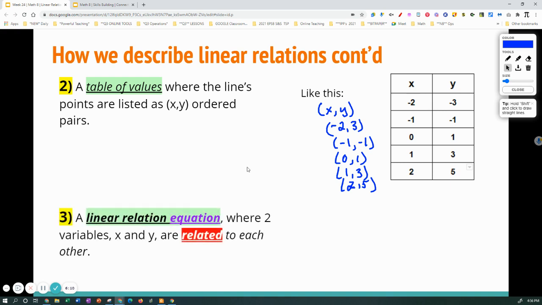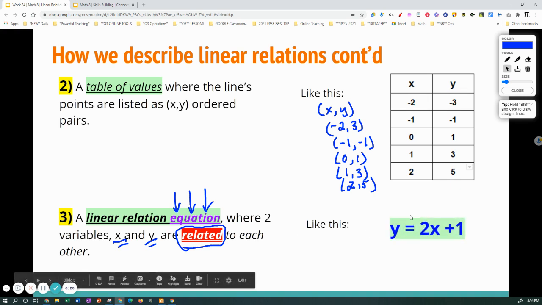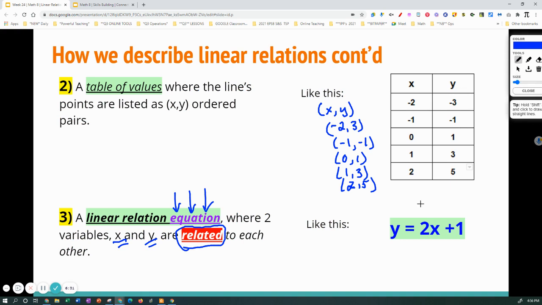What's another way? A linear relation equation, where two variables x and y are related to each other through the equation. That's why it's in that different color. So what does that look like? Well, there's a very typical one. And yes, this equation comes from this table of values. Or you could say it in reverse too: the table of values comes from the equation. But the linear relation equation, table of values, and on the previous slide, a graph, that's the way you're going to describe.